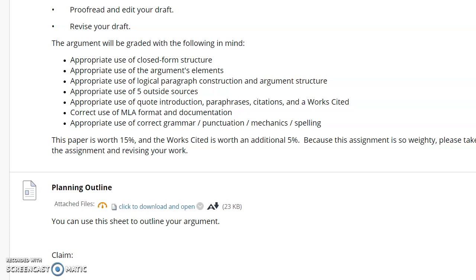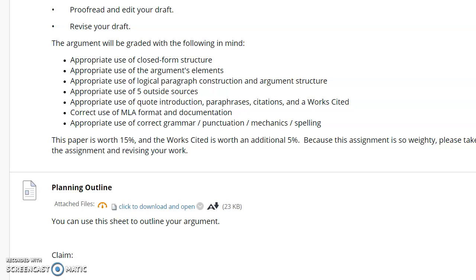I will be looking at the closed form structure of this paper. I will be looking at the use of each of the elements that is required in this paper in the structure that I'm going to provide for you. The appropriate use of the logical paragraph construction and the argument structure, an essential part of this paper. An appropriate use of 5 outside sources. You can use 5 or more, but you must use at least 5.